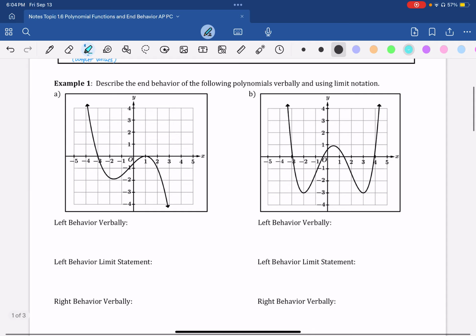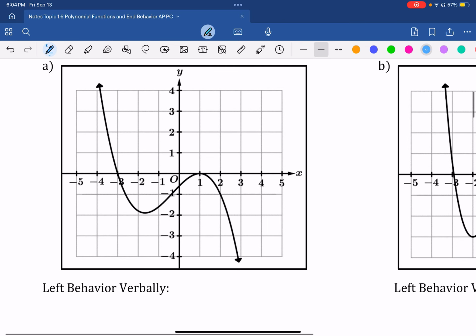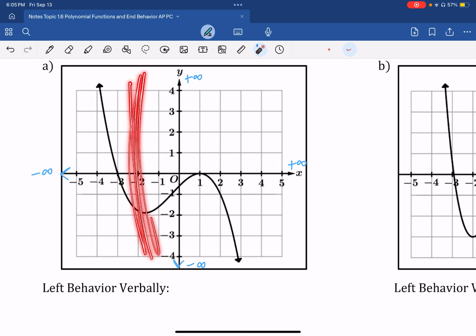Okay, so let's do some examples. If you look at this graph, so remember on the x-axis all the way to the left, you have negative infinity. All the way to the right, you have positive infinity. On the y-axis, all the way to the top, you have positive infinity, and all the way at the bottom, you have negative infinity. Okay, so when you're doing your left and right limit statements, the middle of the graph does not matter. Okay, so when you're looking at the left side, and I would recommend grabbing your hand and covering the side of the graph you are not supposed to be looking at. I can't do that, so I'm just going to use my laser to kind of erase all of this.